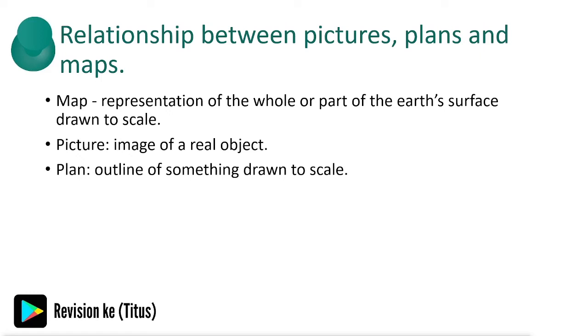So how do the three relate? A map is a representation of the whole or part of the earth's surface drawn to scale. A picture is an image of a real object. A plan is an outline of something drawn to scale. I hope you can see the difference.